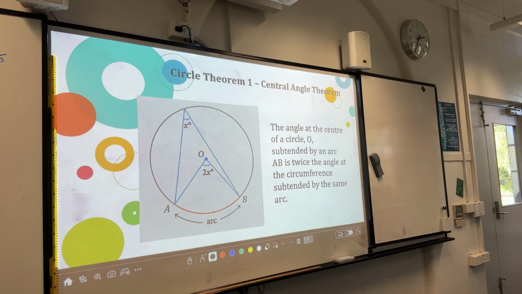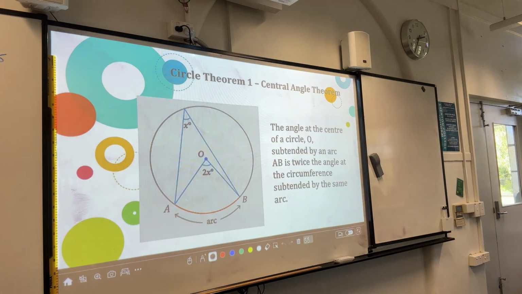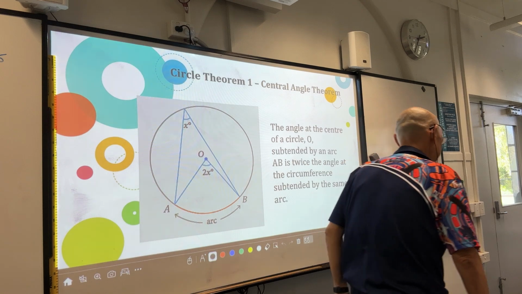Alright, think about the 5 cases. What do you have? I've already given you one. This is already one of the cases. Alright, you know that. This is already one of the cases then.